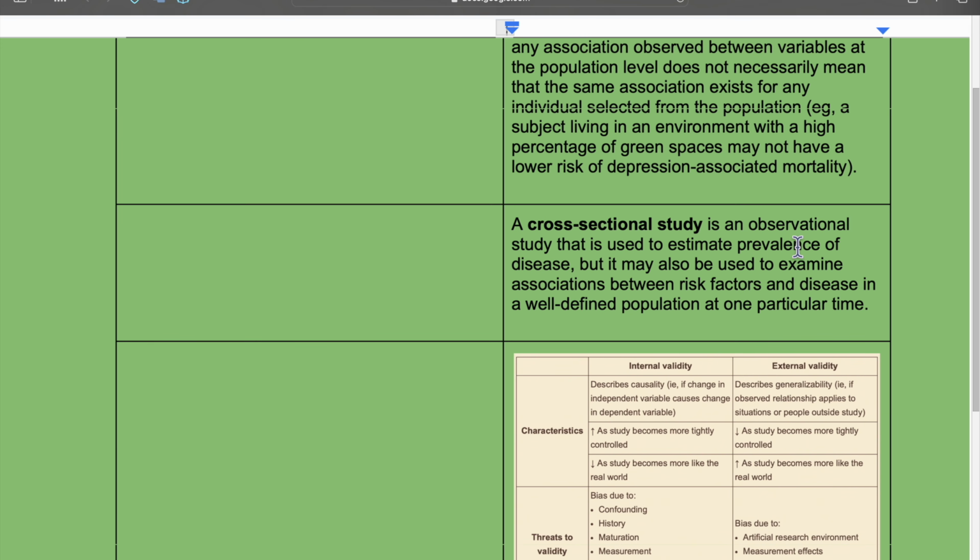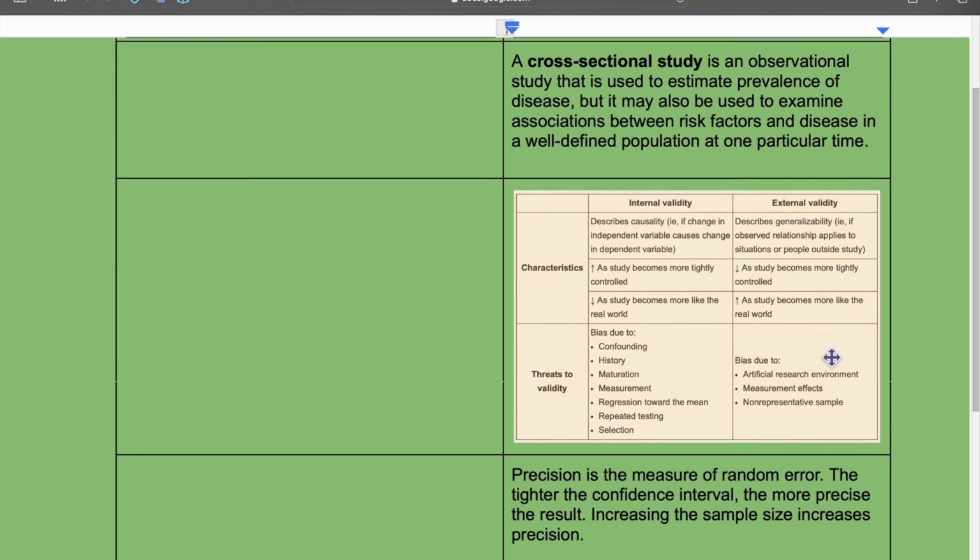A cross-sectional study is an observational study that is used to estimate prevalence of a disease, but it may also be used to examine associations between risk factors and disease in a well-defined population at one particular time. Okay.